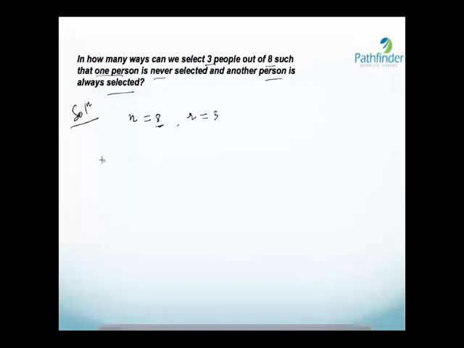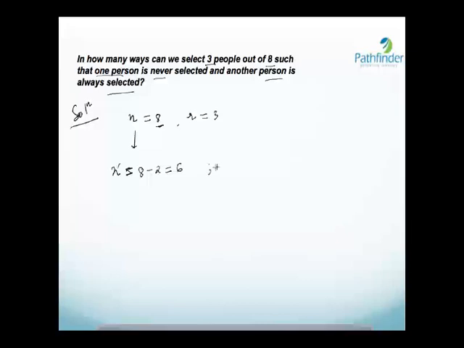Now one person is never selected. So what does it reduce? It reduces the number of people n from which selections have to be made. And now in this case we have 2 people. One is definitely selected and one is definitely not selected. So we will ignore both these people from the list of people to be selected, and the effective value of n is 6.